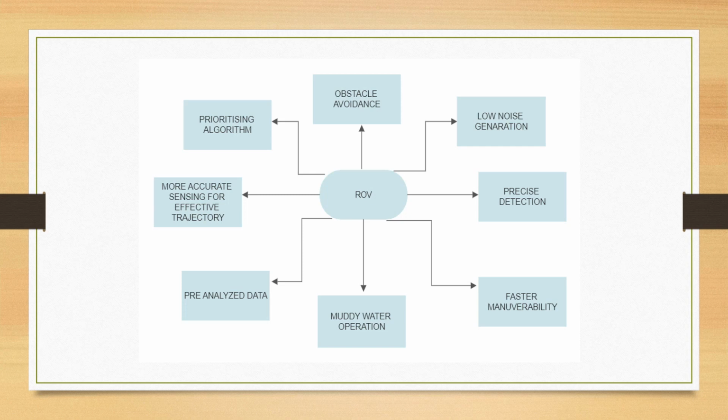Now this can be achieved using cameras to detect any incoming obstacles or sensors which may detect the change in position, unwanted change in position. So the next one is low noise generation. Now this uses intelligent filters to gather more precise sensor data values.